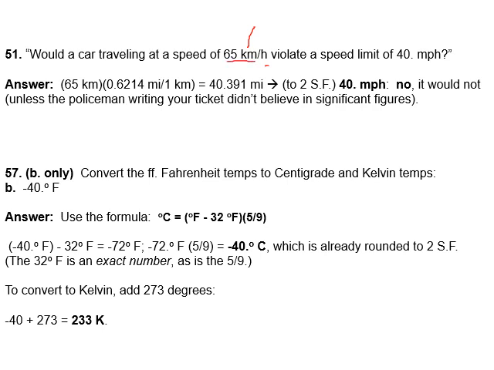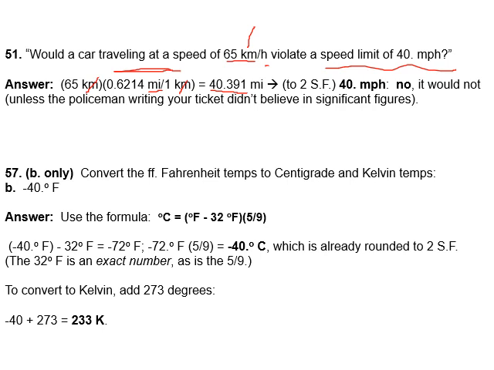We already did a problem where we did that. And here is our conversion factor right here. So this is the same thing we've already done, and I'm not going to spend any time on that. When you multiply these two numbers together, this kilometer is going to cancel with this one. You're going to get your answer in miles, and it's going to be 40.391 here. And so the question is saying, would you violate a speed limit of 40 miles an hour?